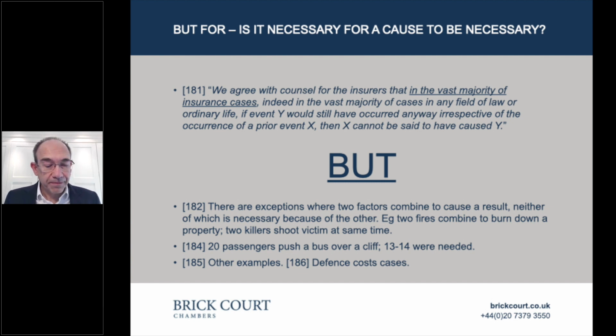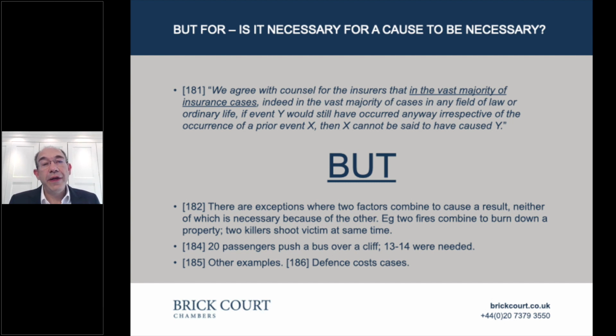There are exceptions where two factors combine to cause a result, and because of the other factor, neither cause is itself a necessary cause. So the examples they give in the judgment are: two fires start, they gradually together move towards a property, and they burn down the property. Neither fire is a but-for cause of the property burning, because the property would have burned by reason of the other fire. So for each fire, it's not a necessary cause, because the property would have burned anyway, even if that fire had not taken place. So the two fires together are necessary, but each one is not.